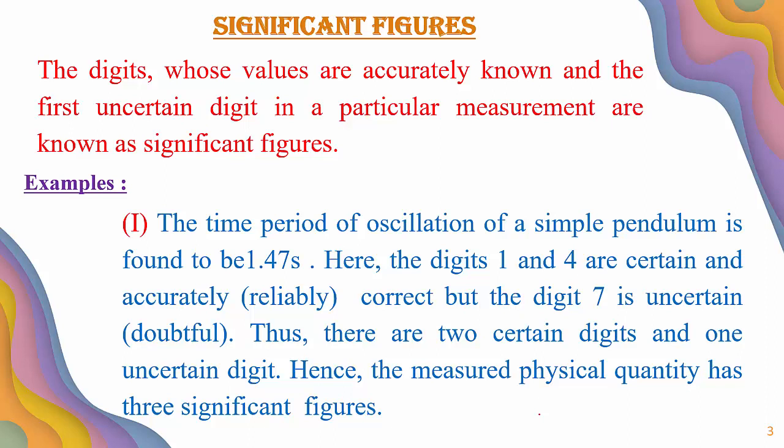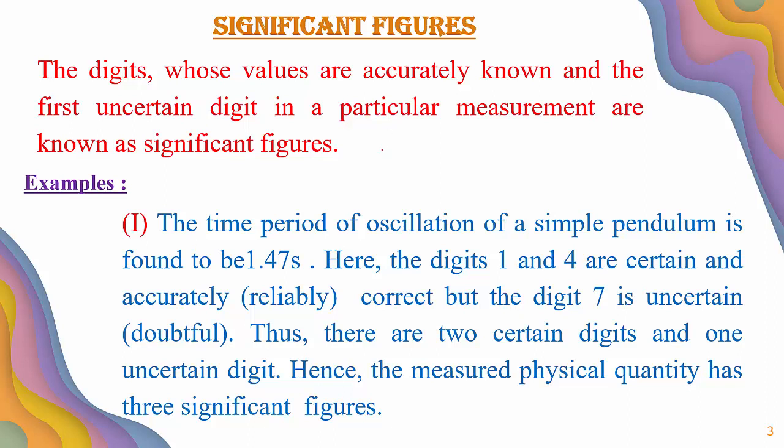Now we can study about significant figures. What are significant figures? You can observe the definition. The digits whose values are accurately known and the first uncertain digit in a particular measurement are known as significant figures. To understand this definition, I will give you one example.